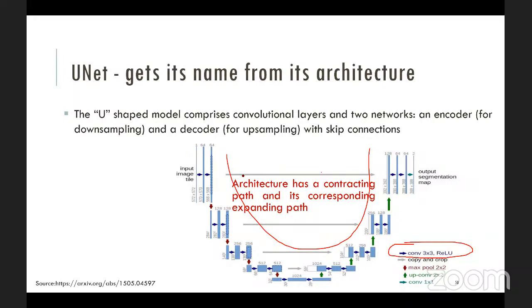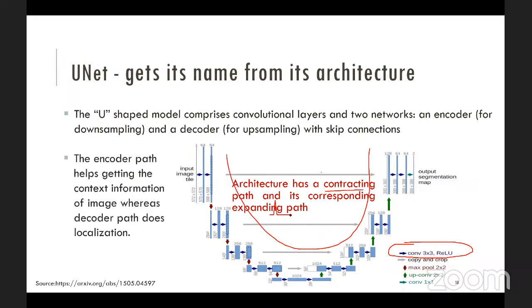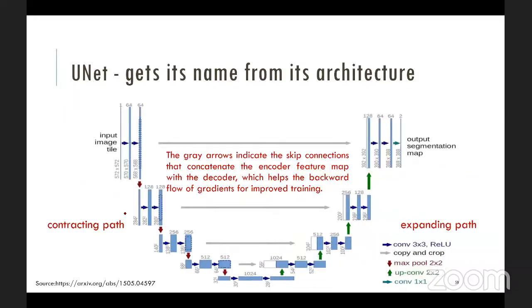And here we are making use of skip connections, which I introduced to you, given by ResNet, and here we will use it very effectively. So in this architecture, the encoder means contracting, because it is reducing size, downsampling, the contracting path, and the decoder is the expanding path because it is doing upsampling, right? So the encoder path actually helps you to get the context information of the images, and the decoder path does the localization. Let us see how.